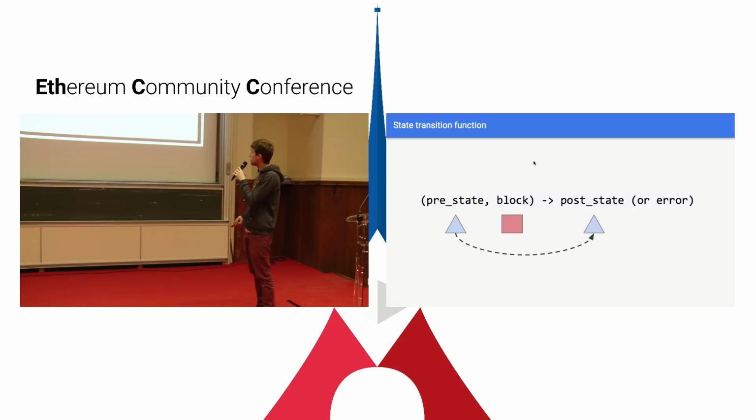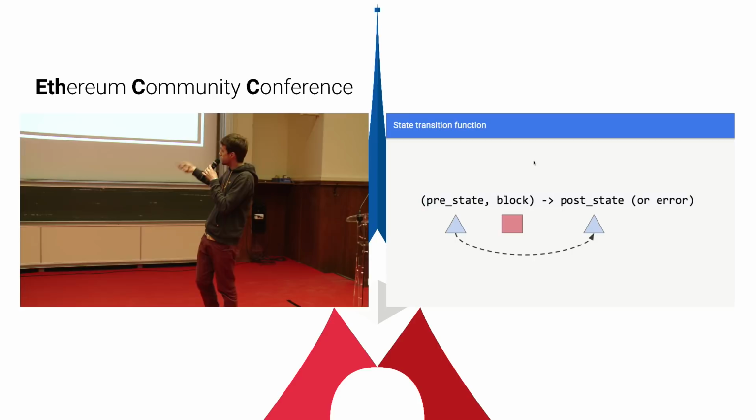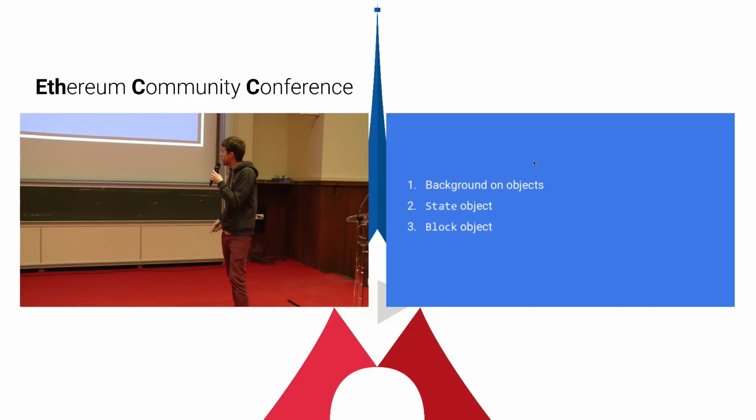So this is the object of study in the context of the abstract spec. We have a pre-state and a block, and then from these two things, we want to compute a post-state. And both the states, the triangles, and the blocks are well-defined objects with a well-defined type. And a lot of what I'll be spending my time on today is describing what is in these things concretely. But before I dive into these two key objects, the state object and the block object, I want to give you a little bit of background on objects in general. What do we mean by objects? How do we define them? How do we merkleize them, serialize them, etc.?